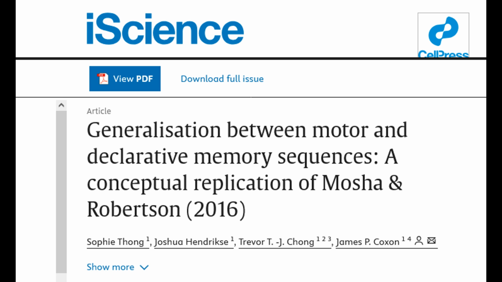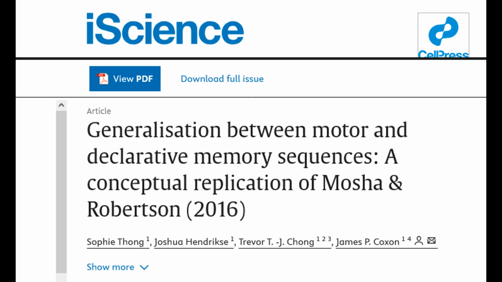The motor task involved responding to visual cues by pressing corresponding buttons. Participants completed 3 practice blocks where they responded to both random sequences and repeating 12-item sequences. Motor skill was measured as the difference in reaction time between random and sequenced trials, larger differences indicating better learning.